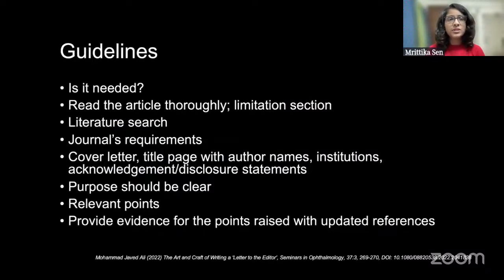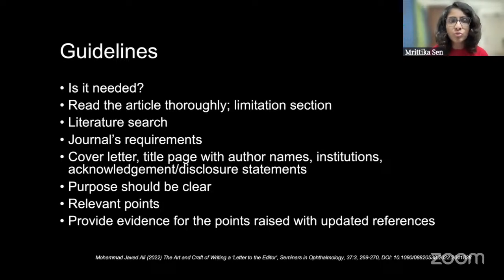Now, before you start writing, these are certain guidelines. They are not hard and fast rules, but just recommendations that you can follow. Think about it. If you're planning to write a letter, is it really needed? Is it adding something to the literature or to the knowledge or to the scientific credibility or the journal credibility? Go through the article. I would suggest going through it multiple times, because when you read it once, there are a lot of points that come to your mind that you feel are not right or should have been explained more thoroughly.